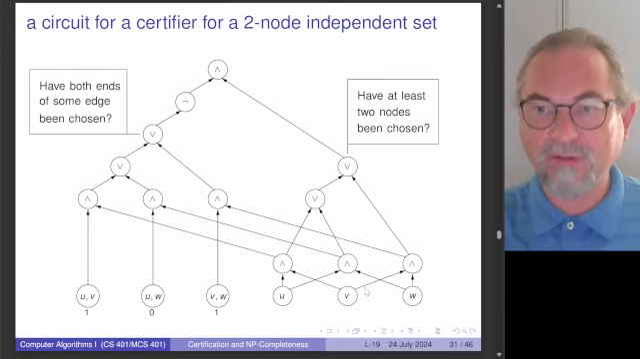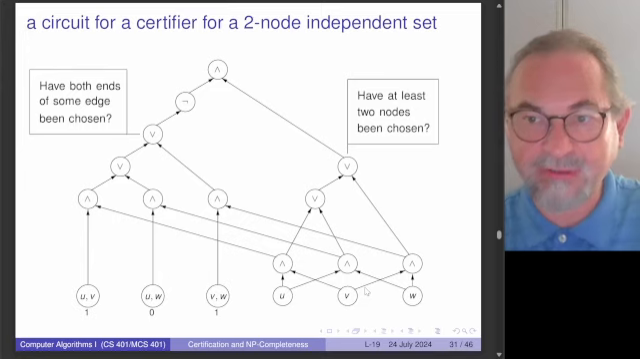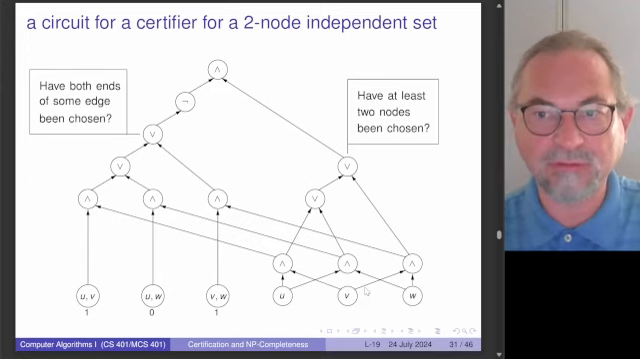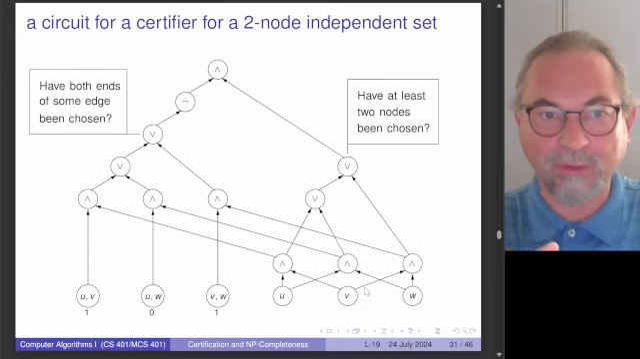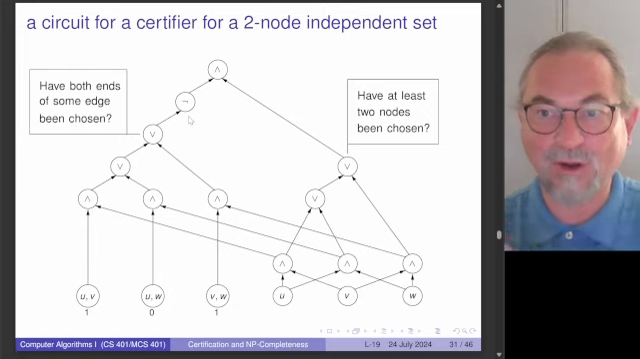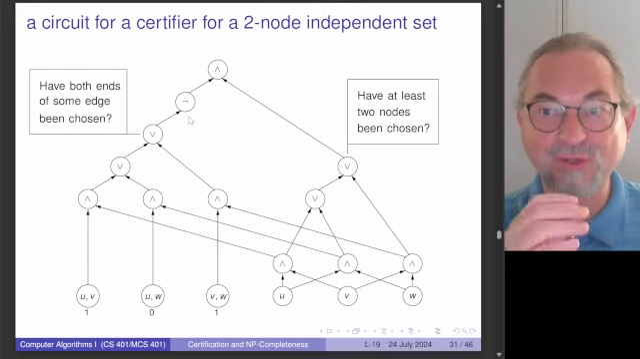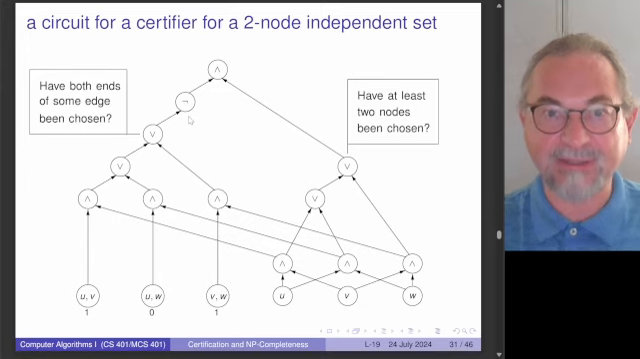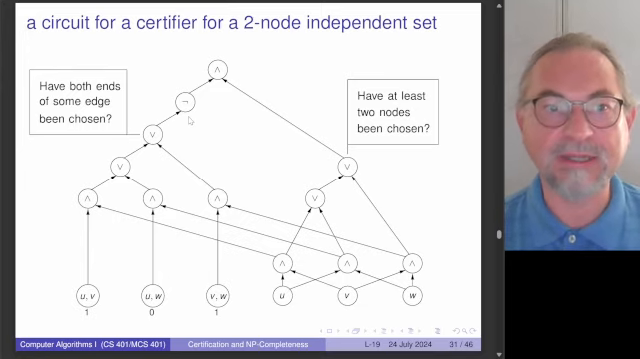So for any pair, you check whether there is an edge or not. You do the OR, and actually you negate everything. So you must have at least one pair for which there is no edge. And that tells you that you have a two-node independent set.